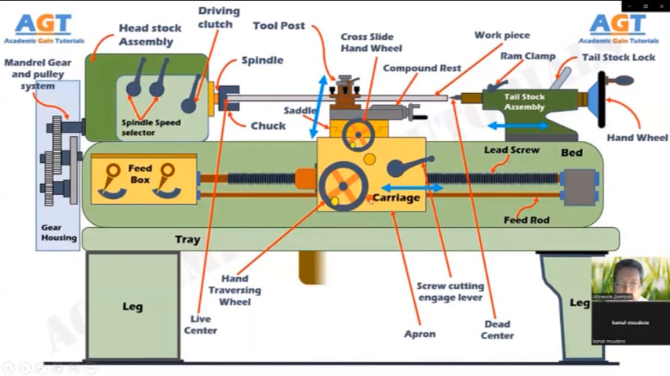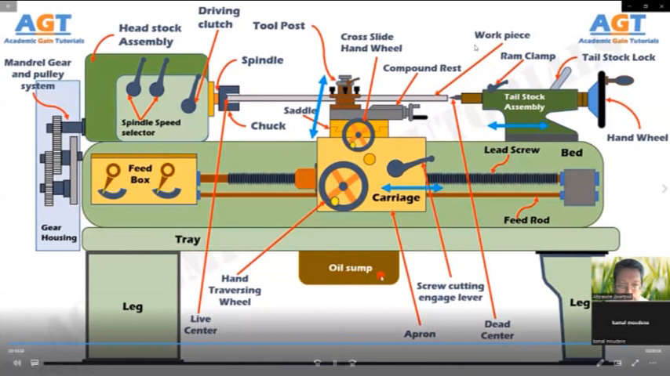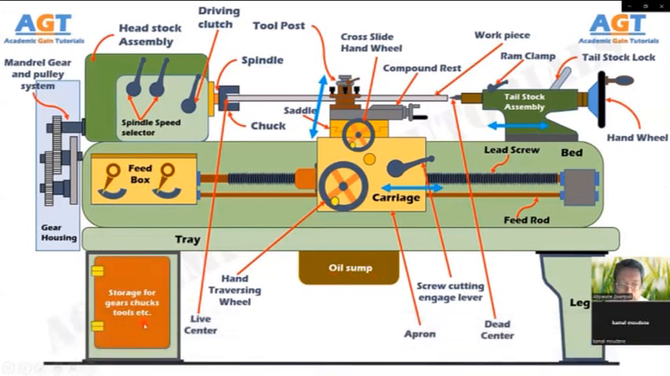Below the lathe bed, there is an oil sump. This oil sump is a place where the machine oil from different parts, especially the machine oil from the shaft, is deposited. In the bottom portion on the leg of the lathe machine, there is also space which can be used as storage for gears, chucks, tools, etc. And this space is also used as a housing for the motor mechanism in some lathe machines.